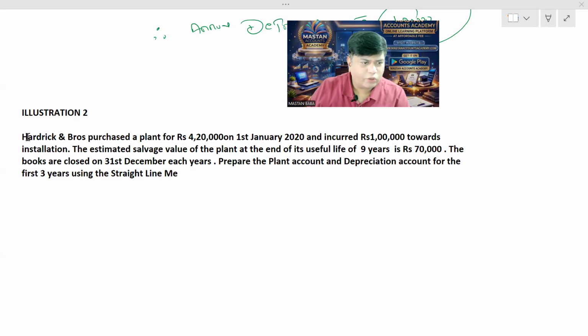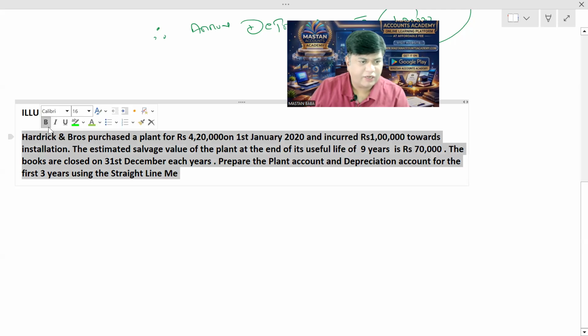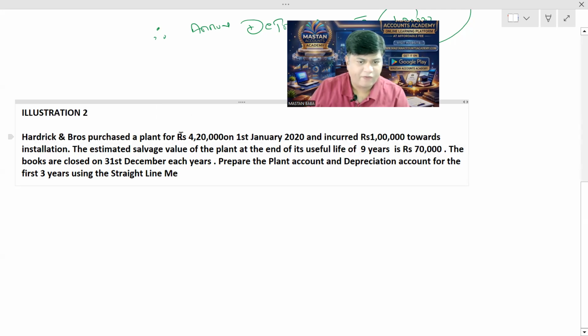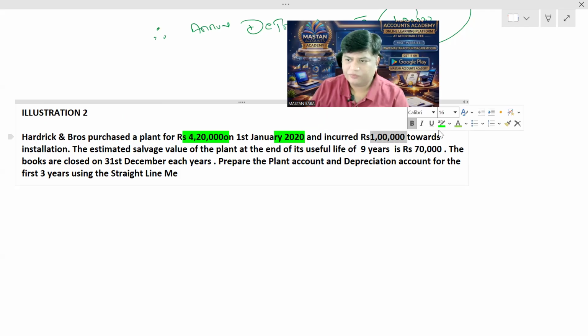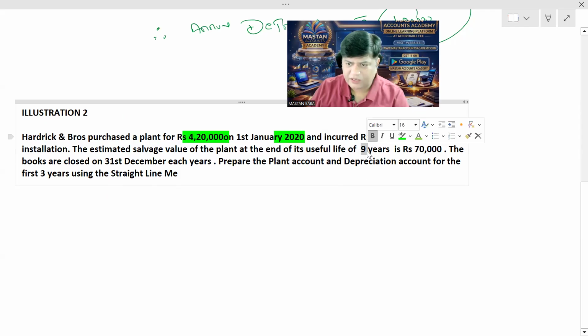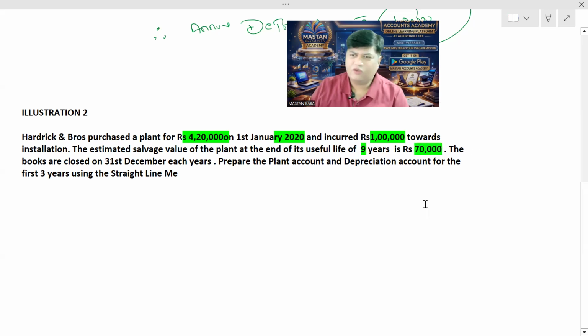So, illustration number 2. The question says that Hardik and Brothers purchased a plant for rupees 4,20,000 on 1/1/2020, the date is 1st January 2020, and incurred rupees 1 lakh towards the installation expenses. The estimated salvage value of the plant at the end of its useful life of 9 years is 70,000. So it's saying clearly that 9 years is the life of the asset, and the salvage value is 70,000. Very simple question.